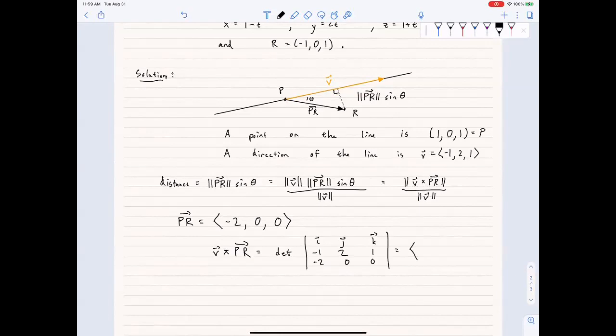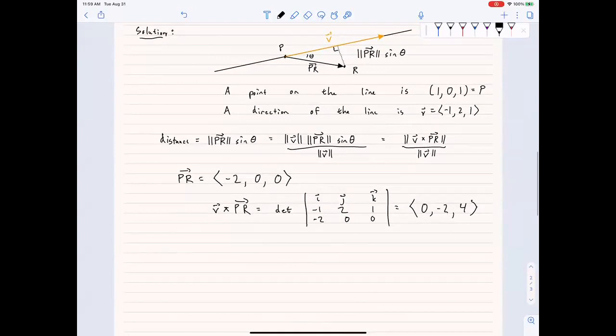I'm just going to compute the determinants. First, I compute the determinant of this matrix, that's 0. Then I need to cross out these two, and I'll take another determinant. It looks like I get 2, but there's a negative sign on this, so I'll get -2. And then finally, I'll take the determinant of this 2 by 2 matrix, which looks like it's going to be 4. And so this is my V cross PR.